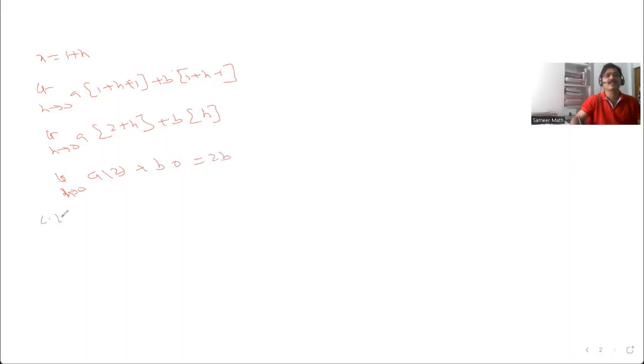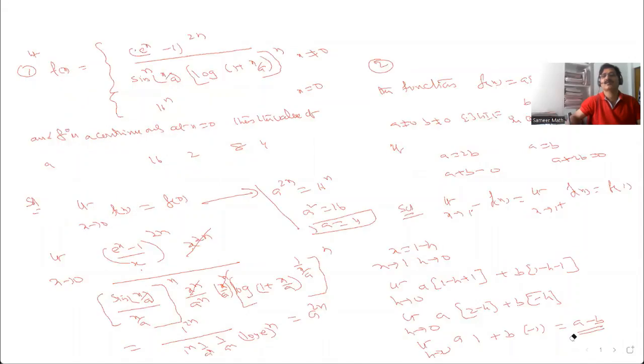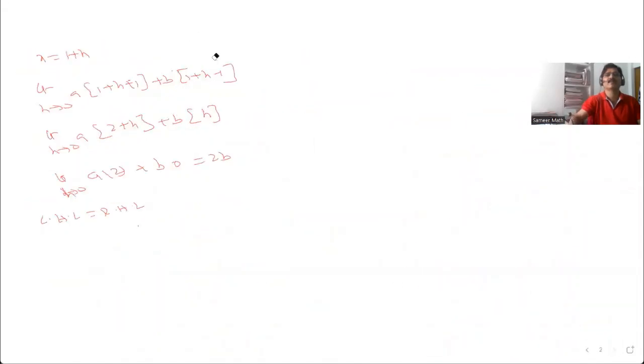Because he said that it is continuous, LHL is equal to RHL. So 2a is equal to, here we got a plus b, I think. The last one is what? The LHL value is a minus b, we got it. Right? A minus b, we got it. And whereas here, 2b, we got it. So that a is equal to, we are getting here, 3b. A is equal to 3b, we are getting in the case of this.